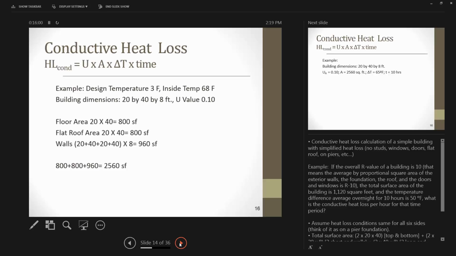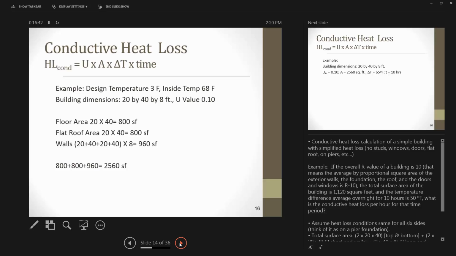So it's a 20 by 40 building, and this is where the area exposed comes into play. That's the biggest factor in the heat loss. And in this one, we're going to assume that this is an insulated wood floor. It's insulated exactly the same as the walls are, and it's not a slab on grade or basement. They're all exposed equally.